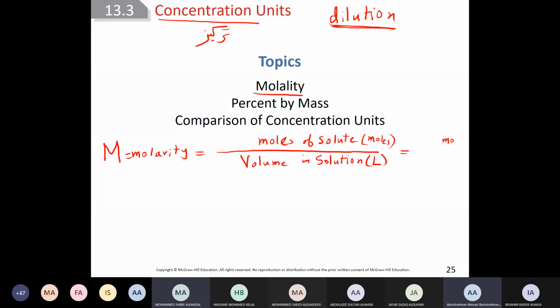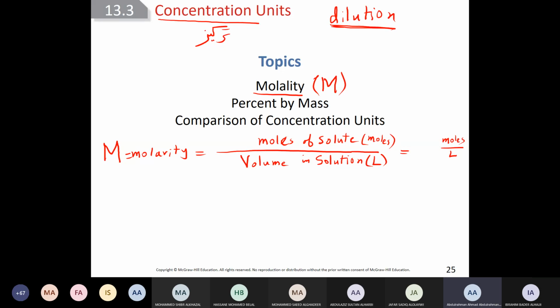Moles over liter. Is this clear? This calculates the concentration of the solution. How much is the solution? That is called molarity and represented by M like this. There is another unit for concentration.